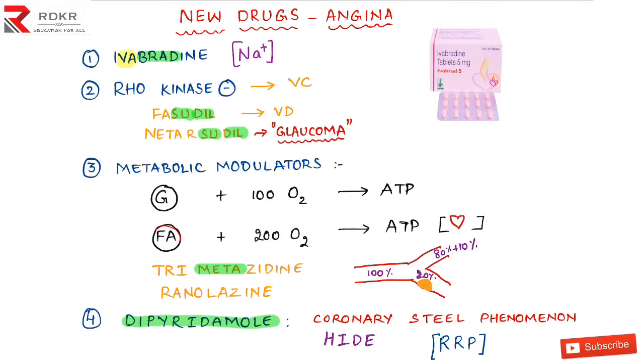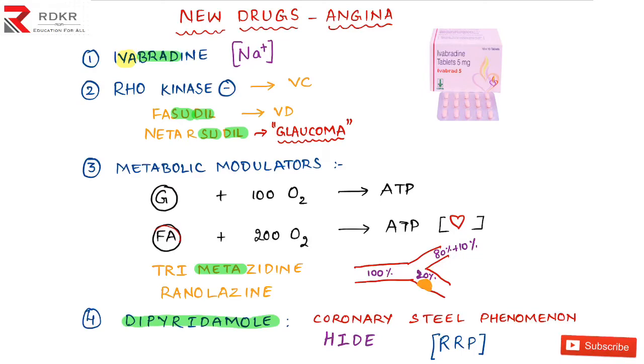And the third new drug that is used in angina is the metabolic modulators. If you can see the words here, the modulator tells you that it is modulating or changing something. So there will be something changed, where it is modulating the metabolism. So that is why this group of drugs is called the metabolic modulators.